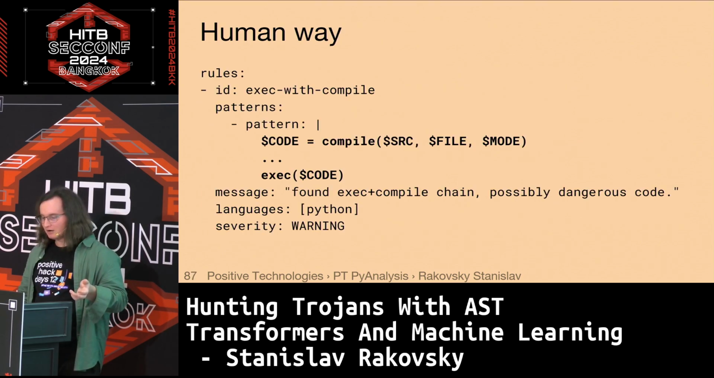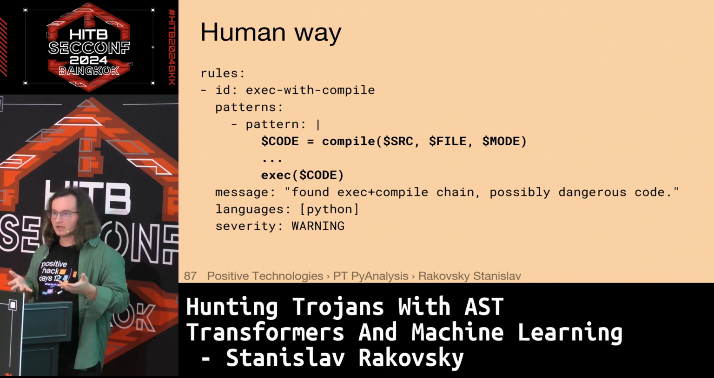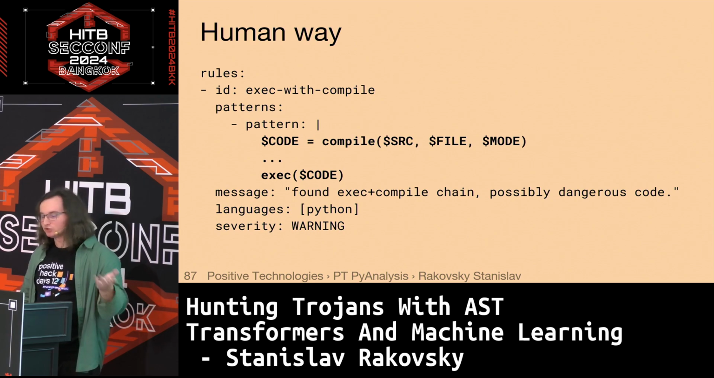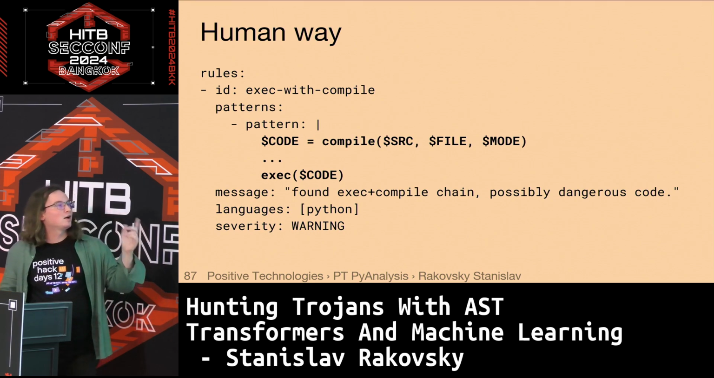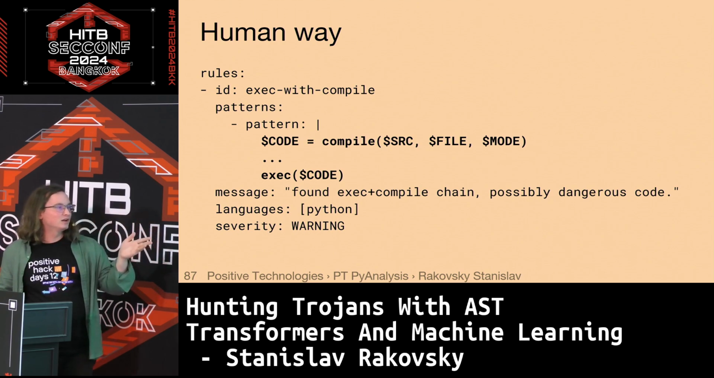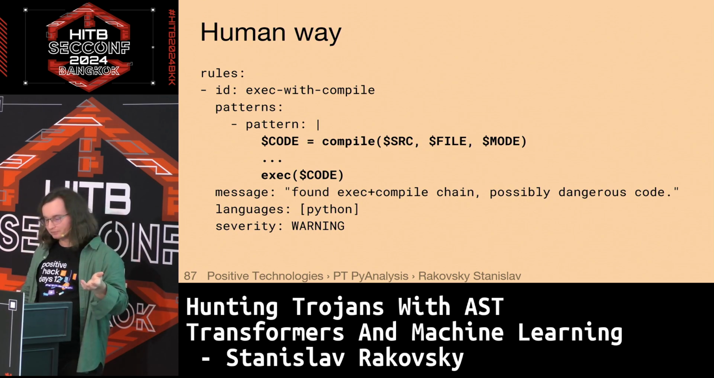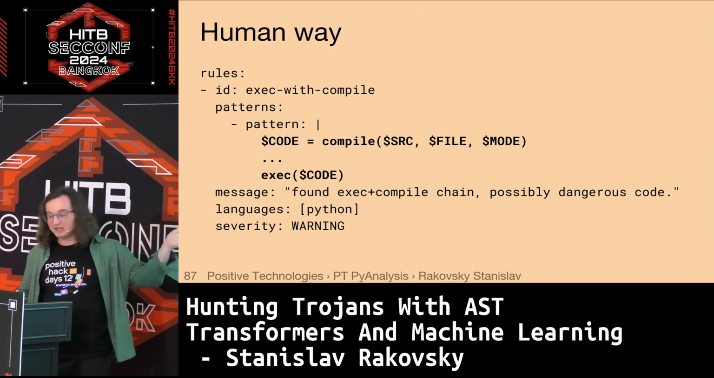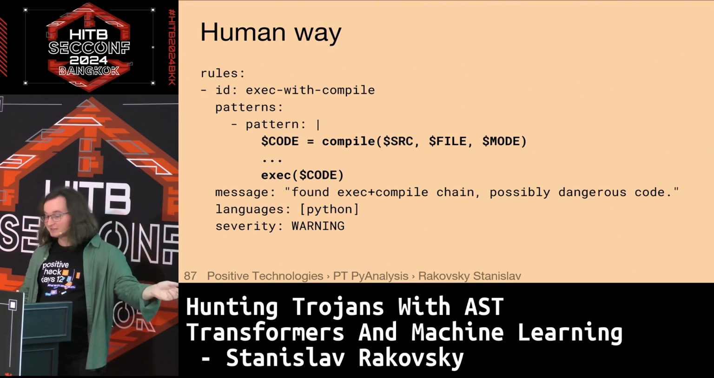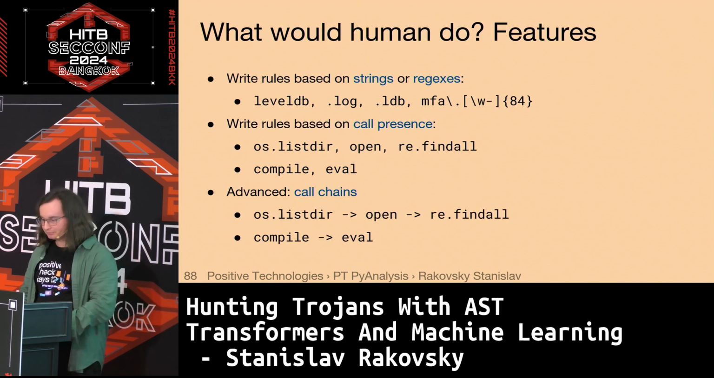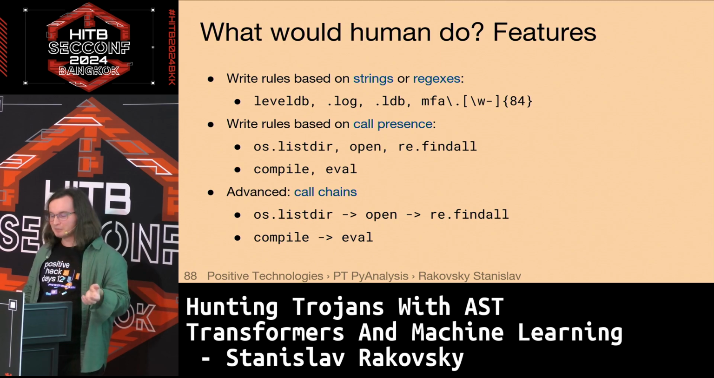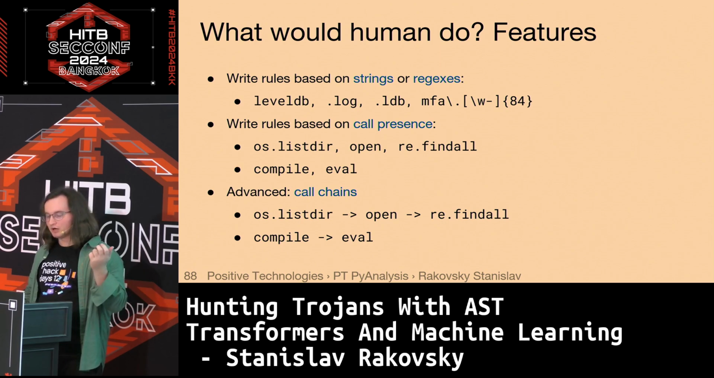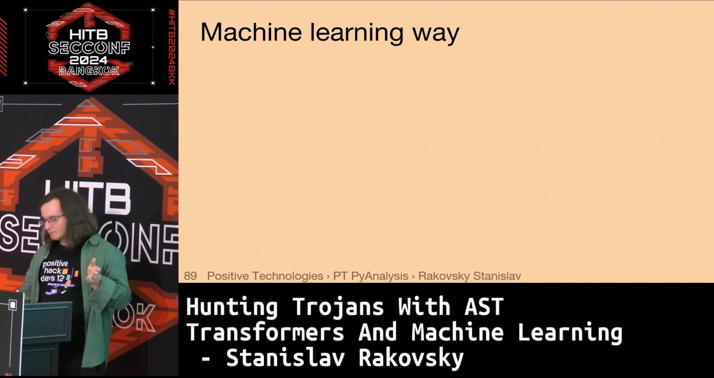For a human, it could be rules, like was this rule triggered or not. We saw an obfuscated example, and in the language of the engine, Semgrep, it would look like that. Just compile, exec, and that's all. Kind of simple. Also, a human can write rules, for example YARA rules, or just regex on constants, on call presence, on call chains. But that's a deal for a human.